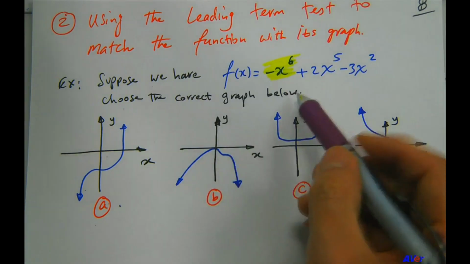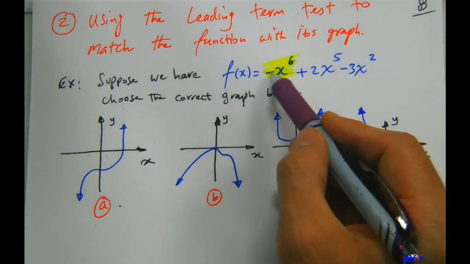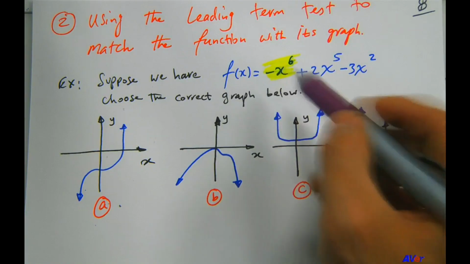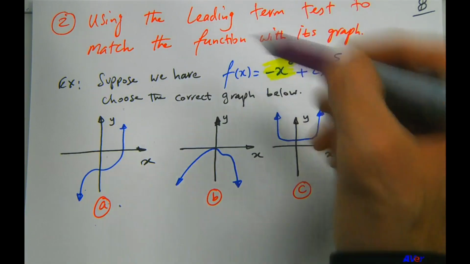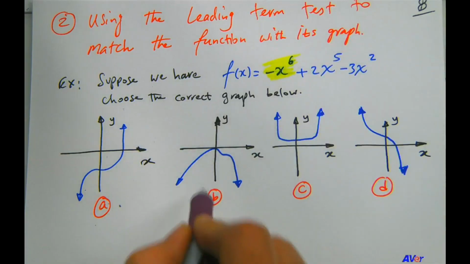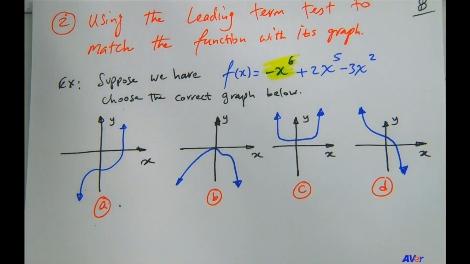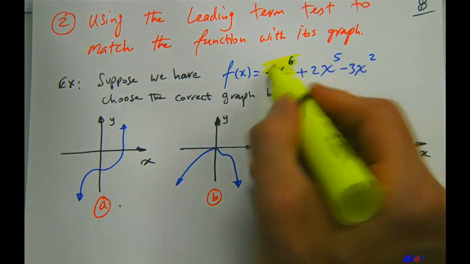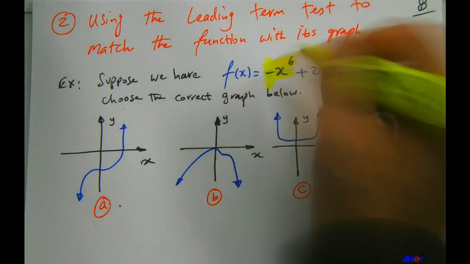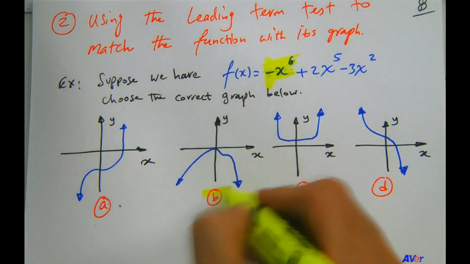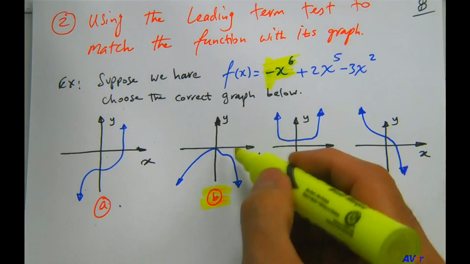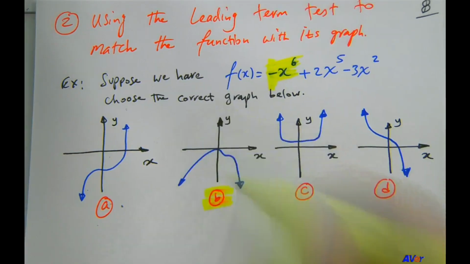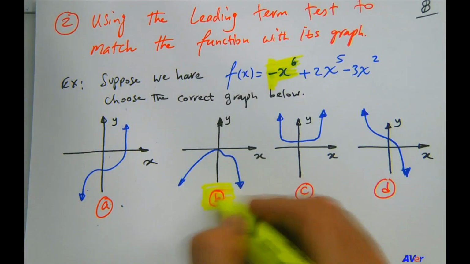Well, we learned that if the coefficient in front is a minus, then it's a graph that is flipped upside down. So it has to be B. Because of that minus in front, it's this one. This is the correct graph for this one. Okay, it is B.